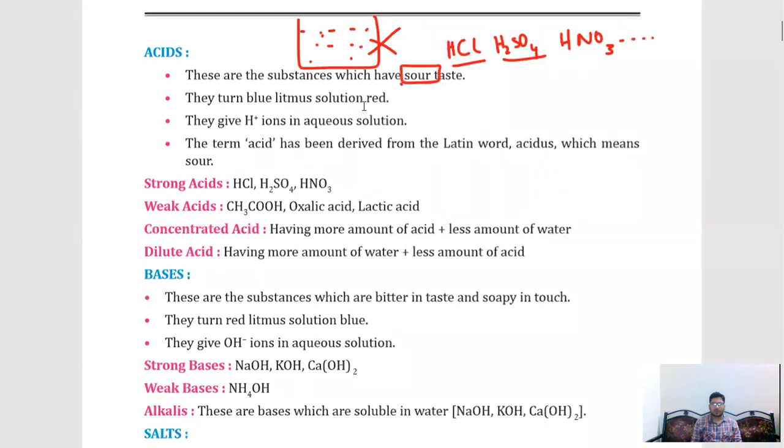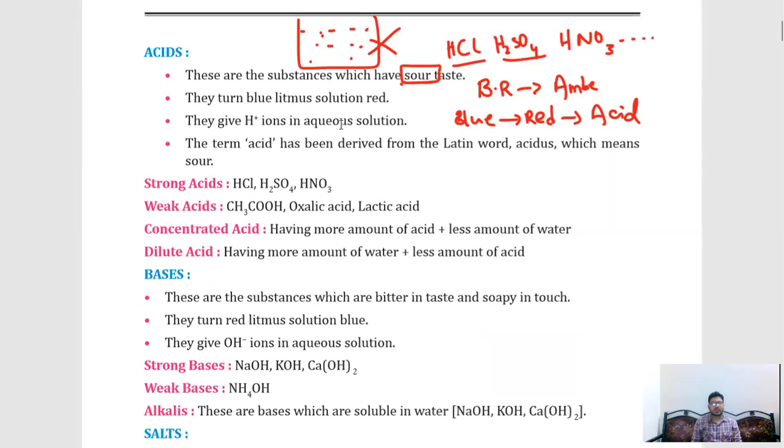Next, they turn blue litmus solution red. So I'll tell you one simple trick to remember. We know B.R. Ambedkar. If you try to remember that name, it is easy for you to understand the color change. B, you can relate to blue. So blue to red. So BR means blue to red. If it is changing, we can say that it is an acid. And the reverse, we'll learn about the base.